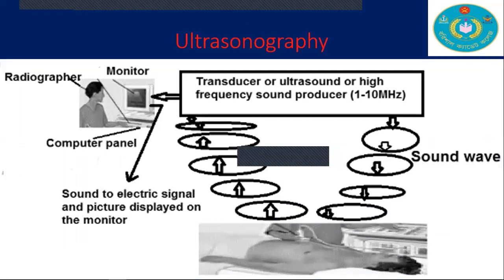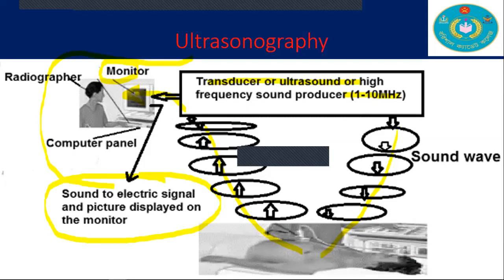For ultrasonography, we use a transducer producing ultrasound whose frequency is 1 to 10 megahertz, and this sound wave goes into our body and is reflected from the internal parts. Finally we use this reflected wave, and a radiographer converts the sound to an electrical signal, and the picture is displayed on the monitor. This process is called ultrasonography.